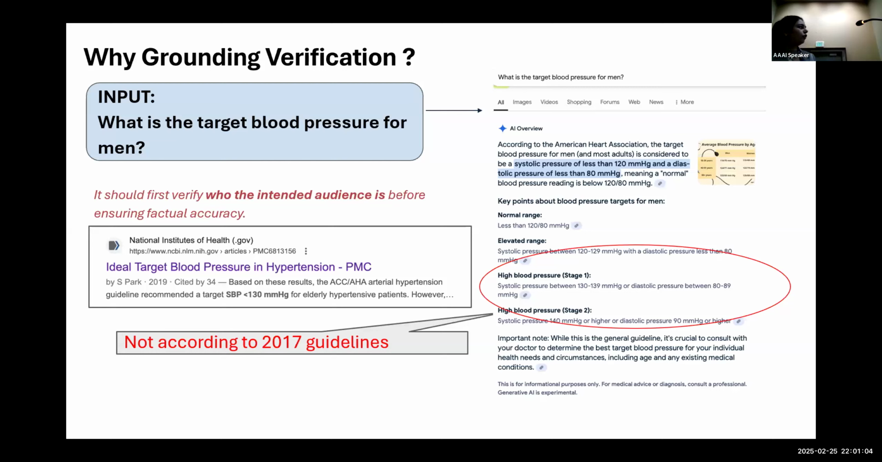And the other example, for grounding verification, is where the data is mismatched. The input to Google is: what is the target blood pressure for men? And Google Gemini is mismatching the values. In the published article it is 130 mmHg, but here it says 130 to 139 mmHg. So the verification fails when we use LLMs.